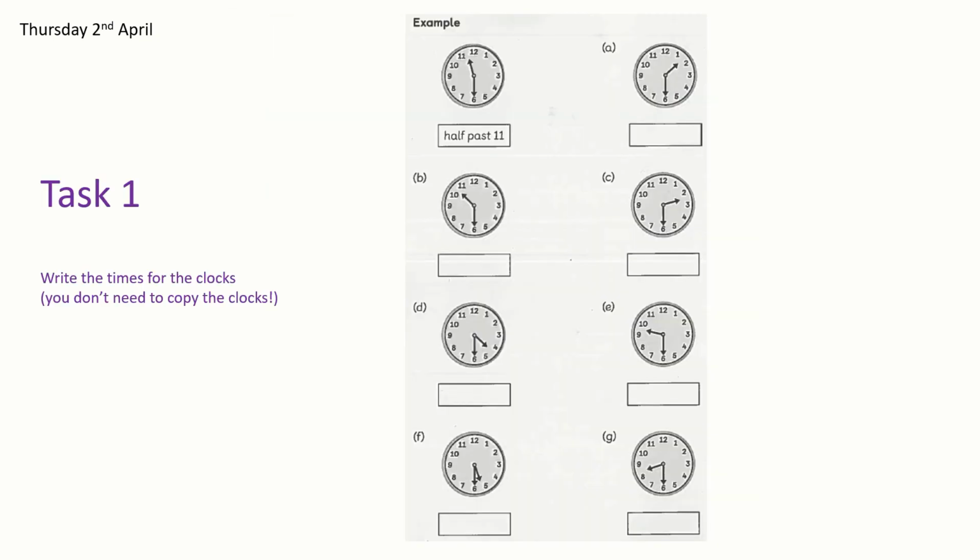Okay, it's time for task 1. Just like you've just done, and just like our task from yesterday, write the times for all the clocks. You don't need to copy the clocks, it's not necessary. You can just write the letter A and then put what time it is on the clock next to the letter A. When you finish that, show an adult and see if you've got it right.